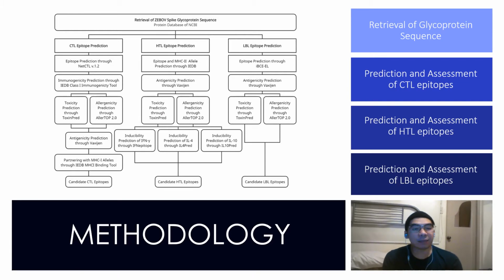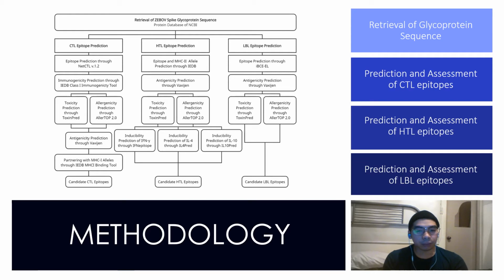NCBI will be used for retrieving the FASTA sequence of the targeted protein, and after that, NetCTL will be the server used for CTL prediction. The assessment is done by checking first the immunogenicity, toxicity, allergenicity, and finally antigenicity. Epitopes that pass these parameters are then partnered with MHC1 alleles.